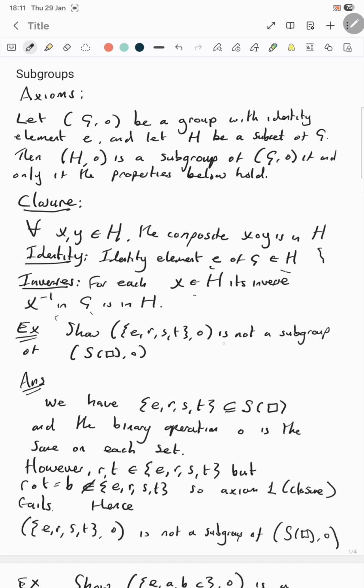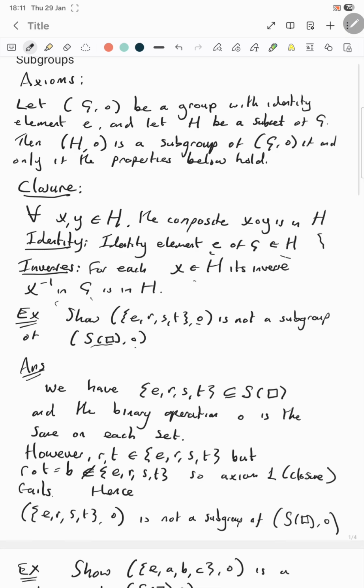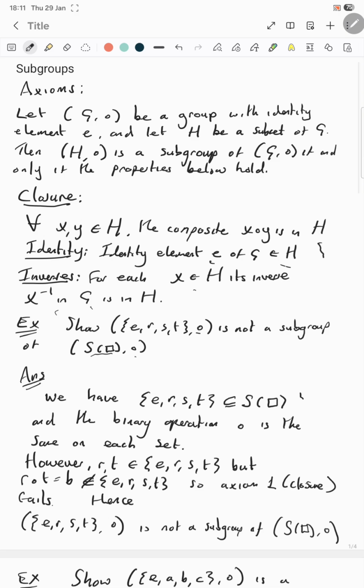So here's an example. We'll show {E, R, S, T} under composition is not a subgroup of S square under composition. Now, answer: we assume this is a subset of S square, and the binary operation under composition is the same on each set. However, R and T are contained in {E, R, S, T}, but R composite T equals B, which is not contained in {E, R, S, T}. So axiom 1, closure, fails. Hence, this is not a subgroup of S square under composition.